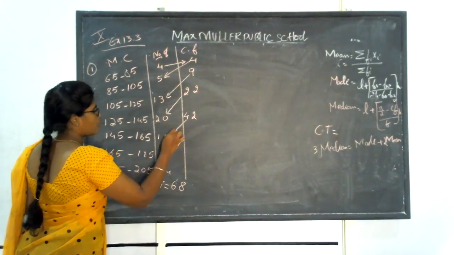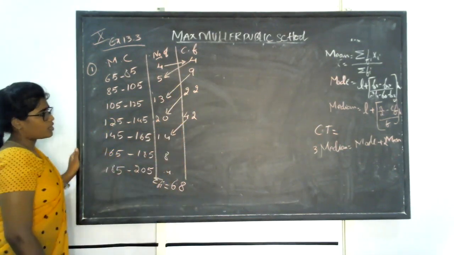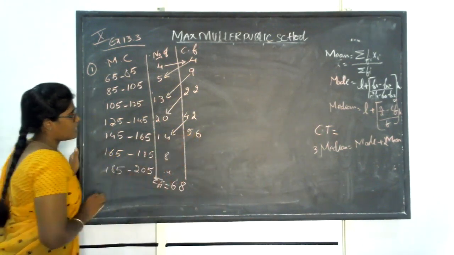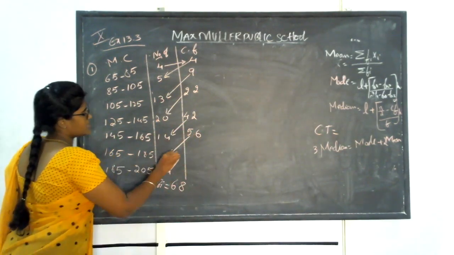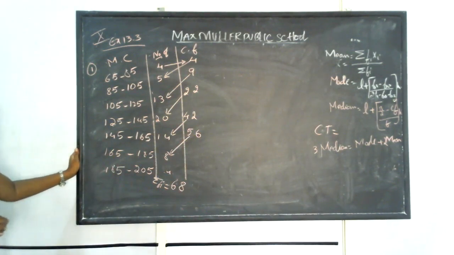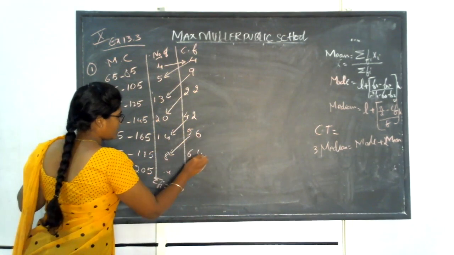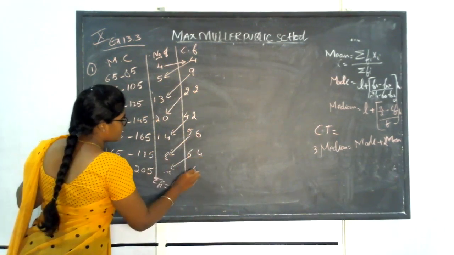42. Then you have 42 plus 14. 42 plus 14 is 56. Then you have 56 plus 8. 56 plus 4 is 60. 60 plus 4 is 64. Then you have 64 plus 4, which is 68.